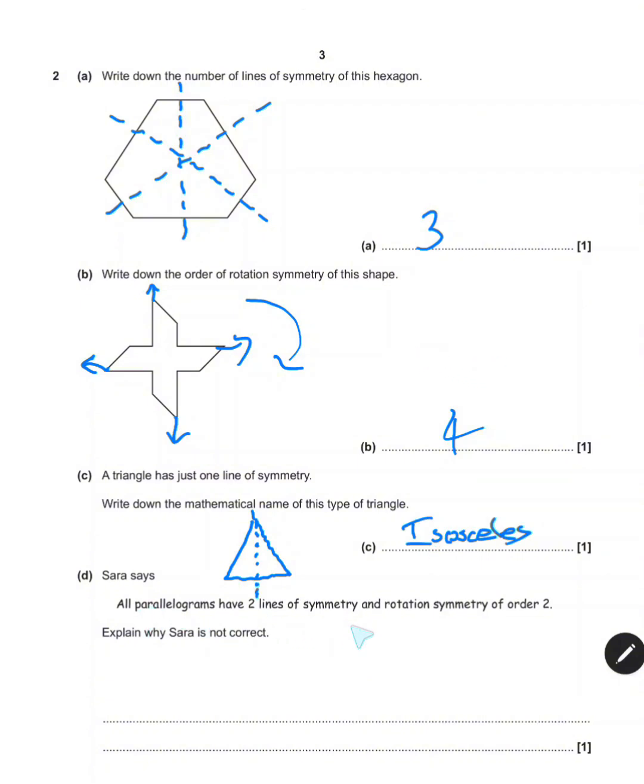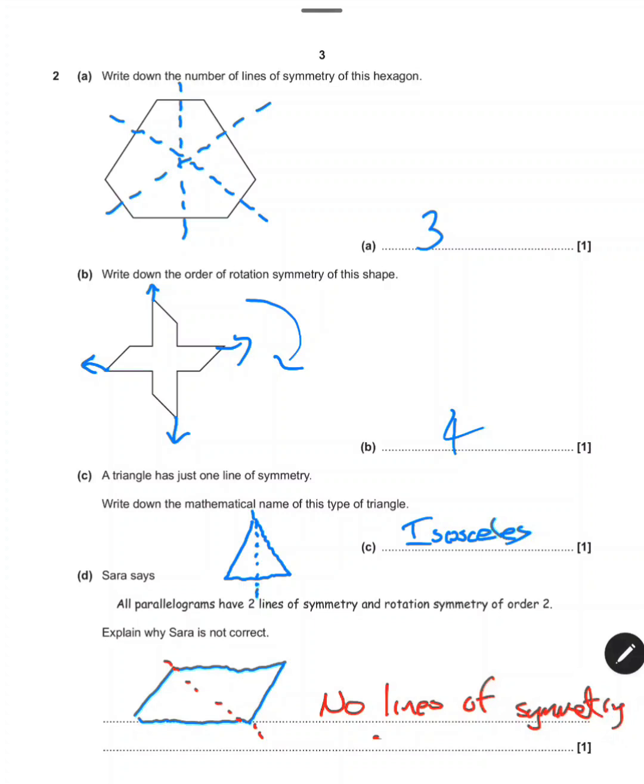And someone thinks that parallelograms have 2 lines of symmetry. Well, a parallelogram looks like this. I've purposely drawn it long so you can see this here is not a line of symmetry. If we reflected from one side to the other, it would not be a perfect match. Okay, so a parallelogram has no lines of symmetry.